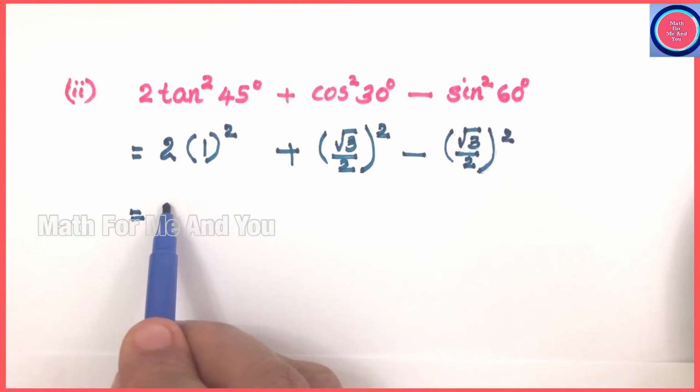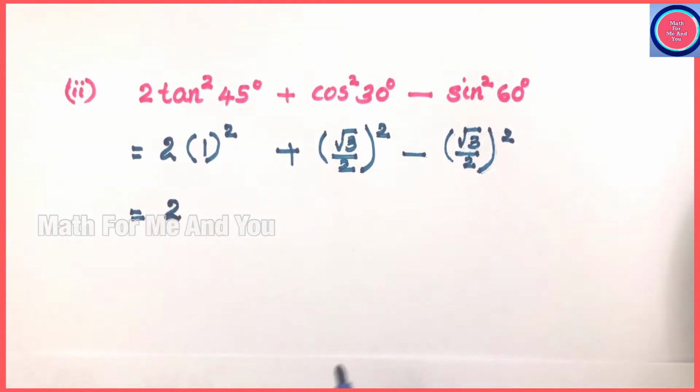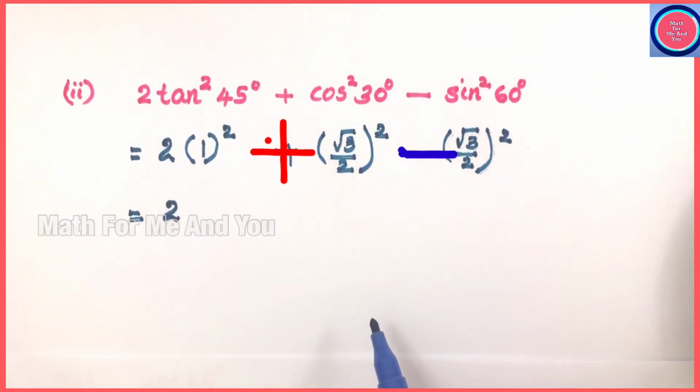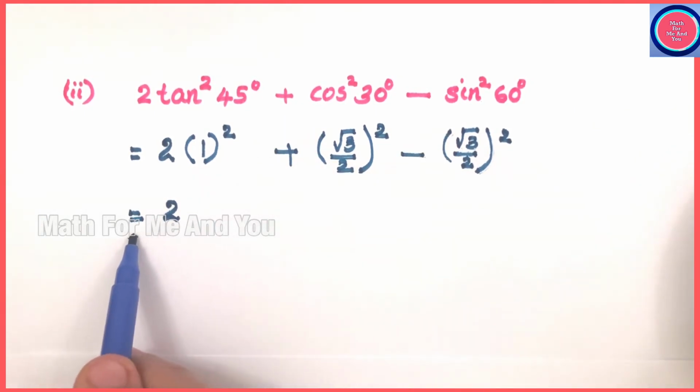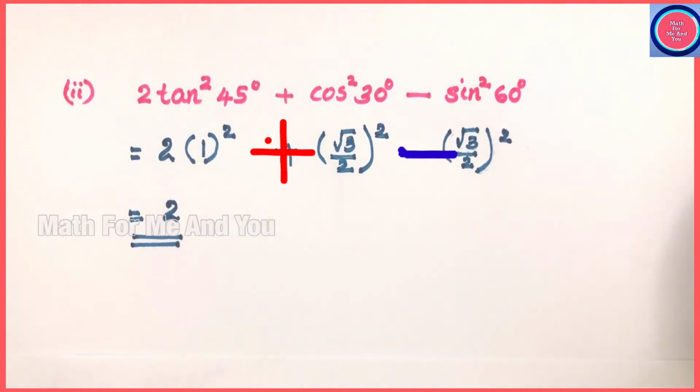2 times 1 square is 2 plus you can see root 3 by 2 the whole square minus root 3 by 2 the whole square. Same terms, so we can cancel. Positive negative terms cancel. Finally we get the result. This is equal to 2. So the value of this expression is equal to 2.